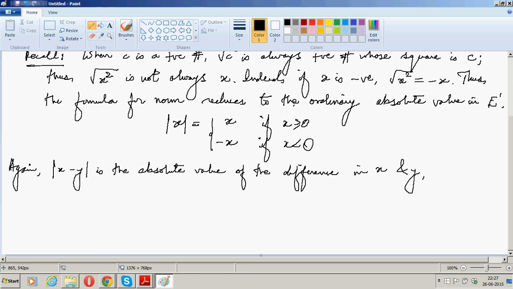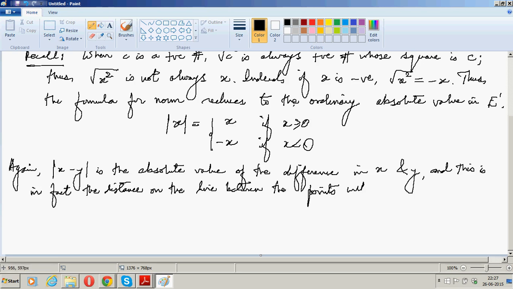Again, mod x minus y is the absolute value of the difference in x and y. And this is in fact the distance on the line between the points with coordinates x and y, right? Yes.